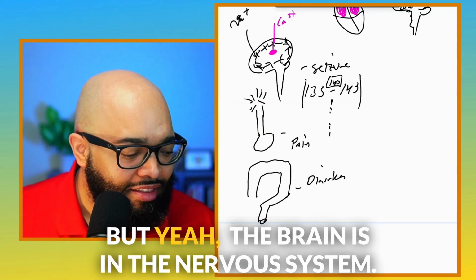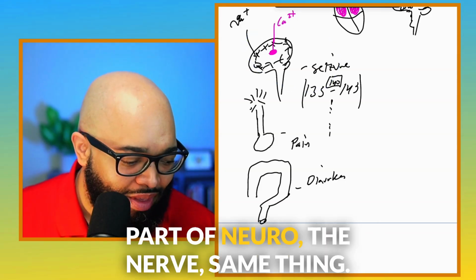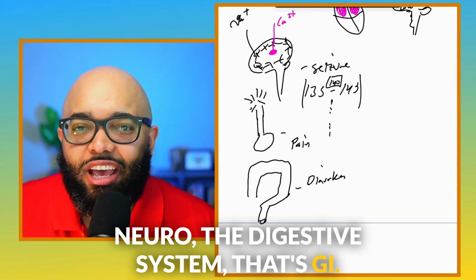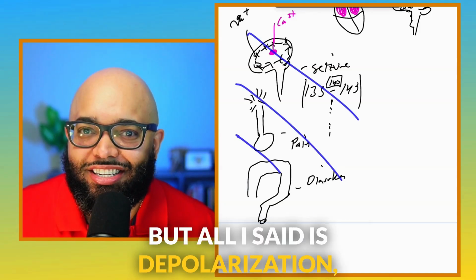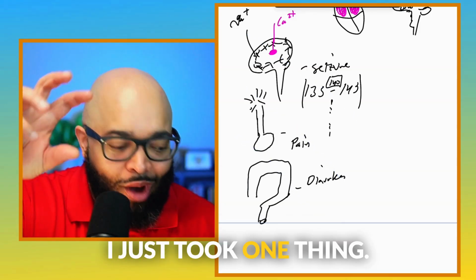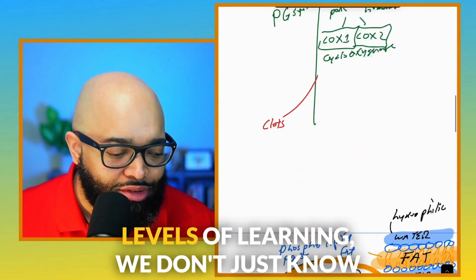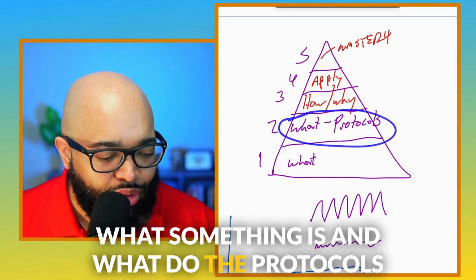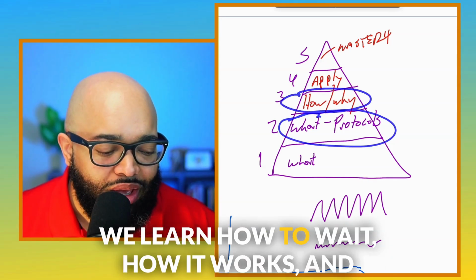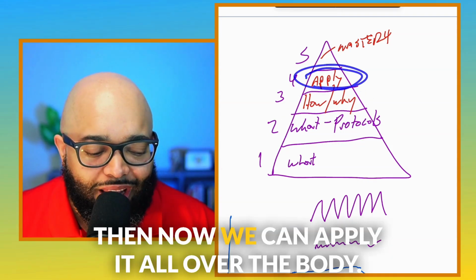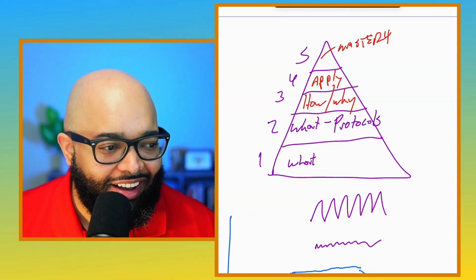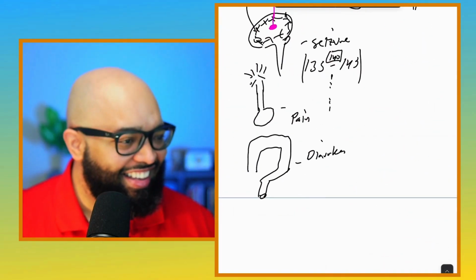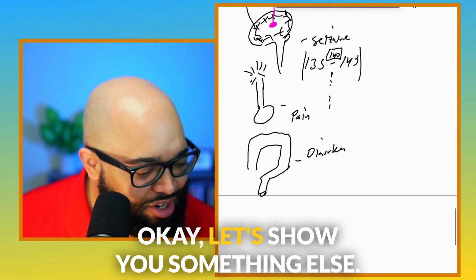Okay? But yeah, the brain is in the nervous system, part of neuro. The nerves, same thing, neuro. The digestive system, that's GI. But all I said is depolarization, depolarization, depolarization. I just took one thing. Remember how I said when it comes to levels of learning, we don't just know what something is and what the protocols say to do about it. We learn how it works, and then we can apply it all over the body. Okay? Now let me show you something else. Is this making sense so far? Okay, let me show you something else.